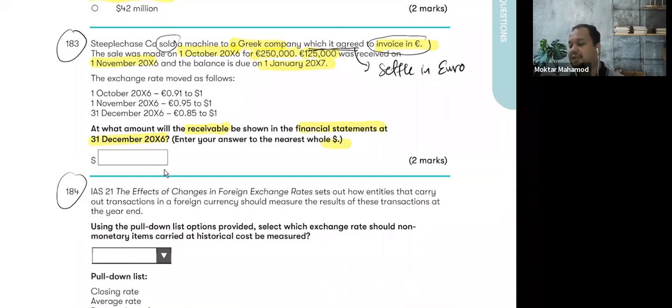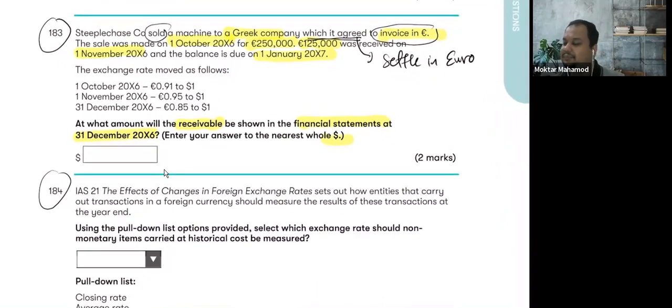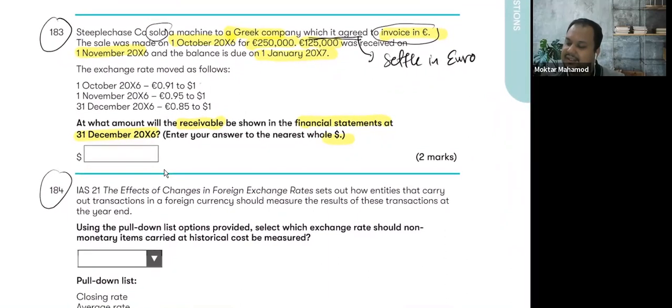Similar to this one. Even though Steeplechase is the seller, they agreed that this invoice be settled in euro. So meaning that Steeplechase is the one who is going to record the gain or loss on the exchange rate. On first October year 6, at the date of purchase, $1 equals 0.91. So 250,000 euro. What will be the double entry here?